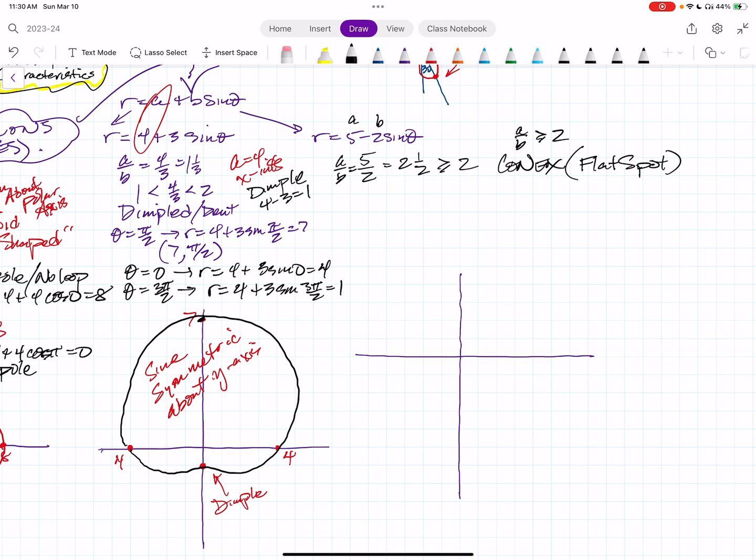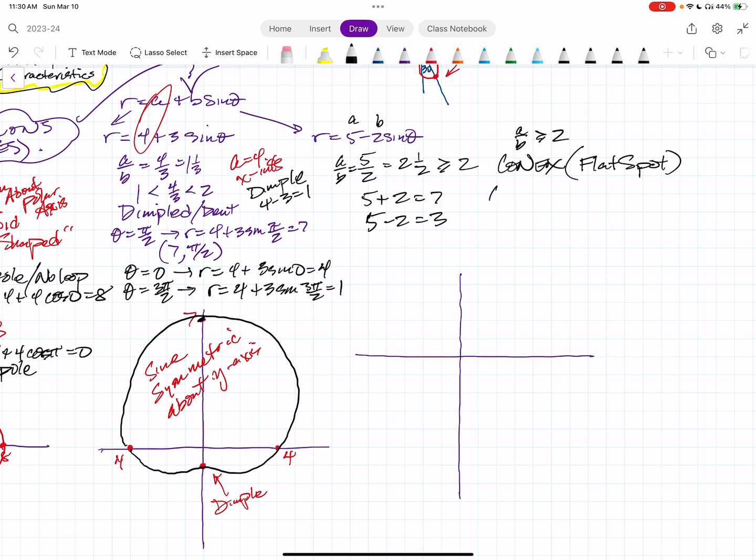Well, you add and subtract. So 5 plus 2 is 7, there's your max. 5 minus 2 is 3, and there's going to be your flat spot. But where is it? I notice that B is negative, so the max is going to be below the polar axis here, but when in doubt, you substitute a point in.